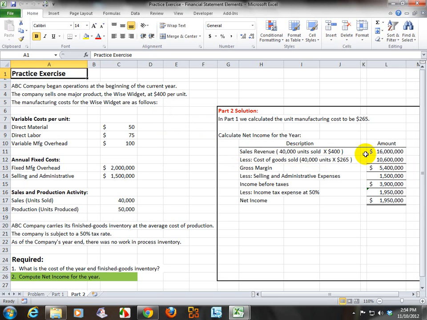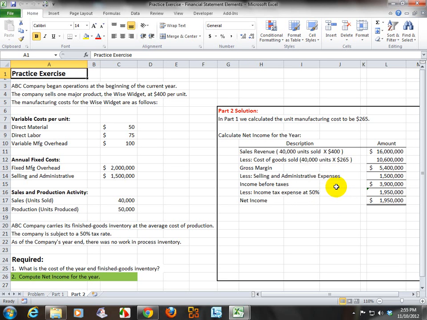Now, what was the cost of those units that we sold? It would be the same 40,000 units times the $265 per unit, so that we have a cost of goods sold of $10,600,000. When we subtract that from the sales revenue, that gives us a gross margin of $5,400,000. So that's our margin line. From the margin, we subtract selling and administrative expenses, and those were $1.5 million. And that would tell us the income before taxes, and that's $3.9 million.